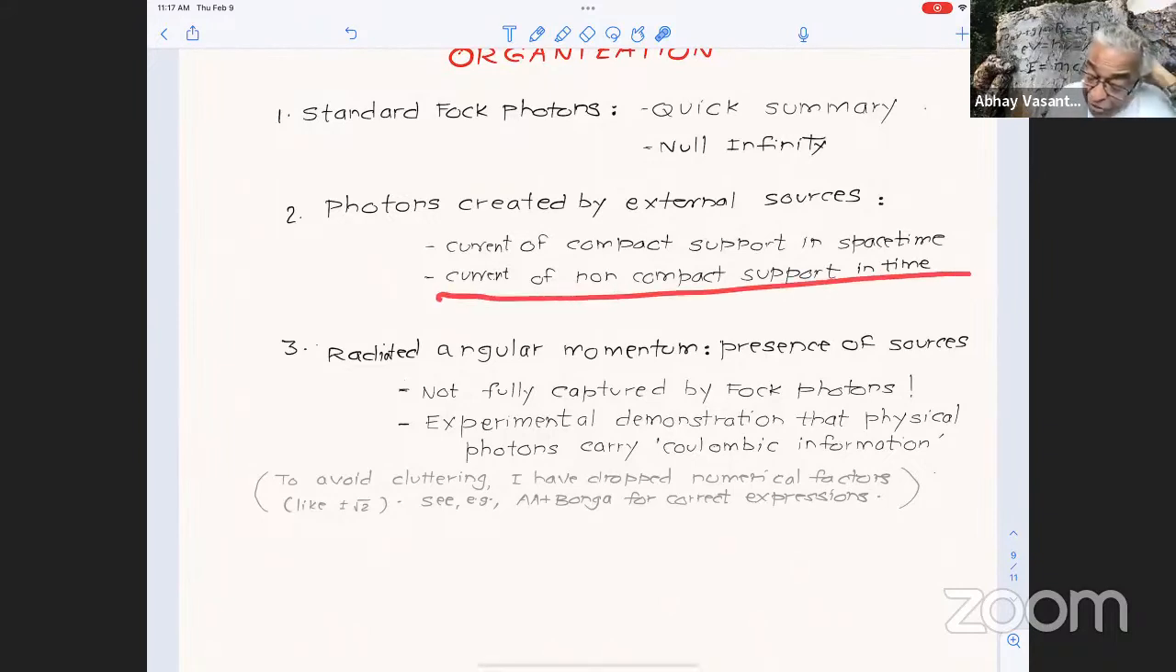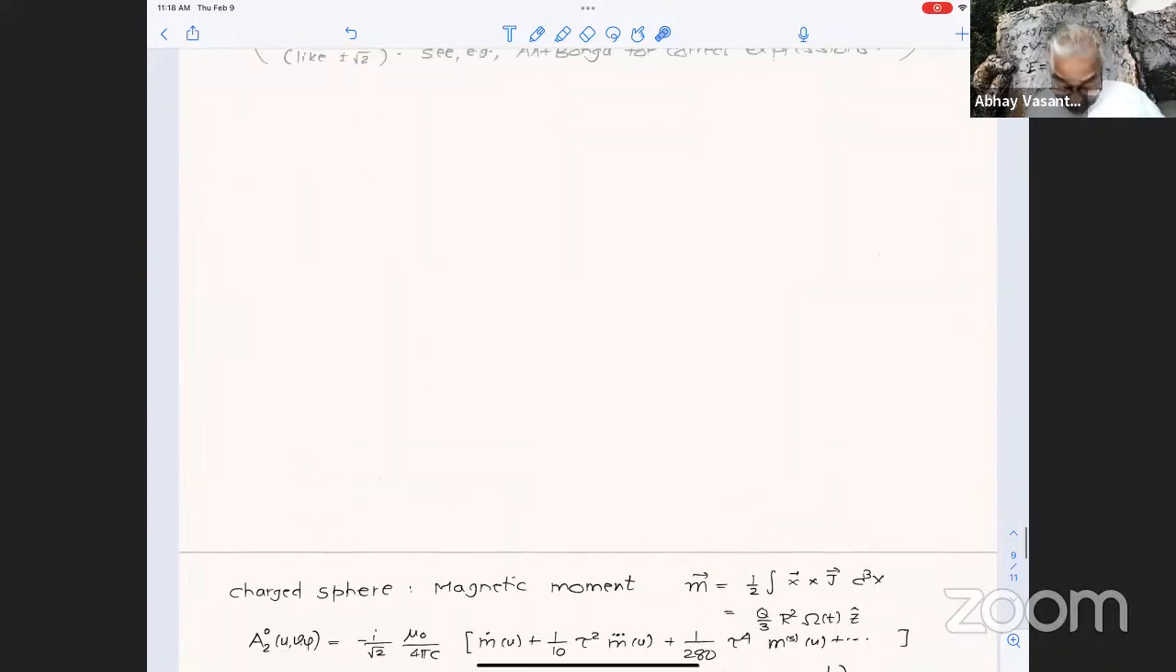And if the current, however, is non-compact support in time, then the statement is that we really generically will get a non-Fock representation of photons if this Q of theta phi produced by the retarded solution is not equal to zero. And then radiated angular momentum in presence of sources is not fully captured by Fock photons, and you can have an experimental demonstration that physical photons carry Coulombic information. Okay, so there are several issues.